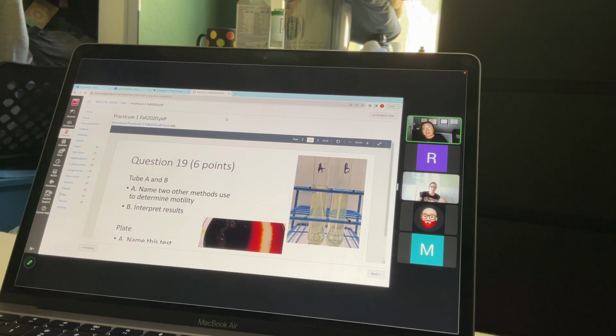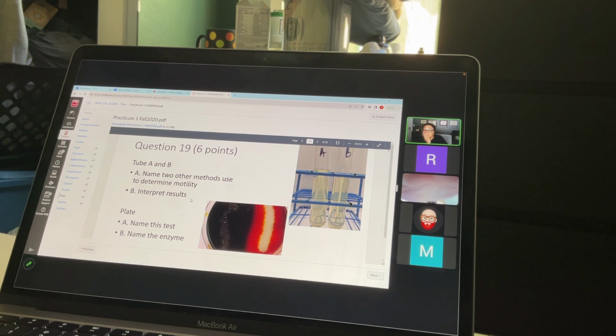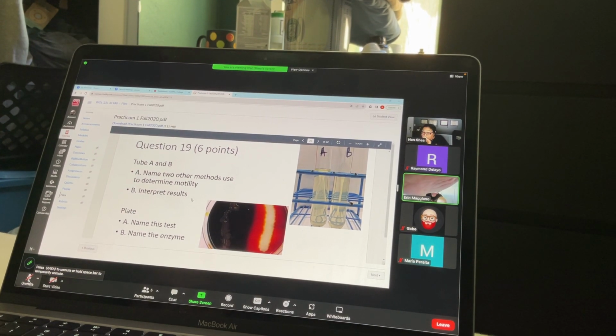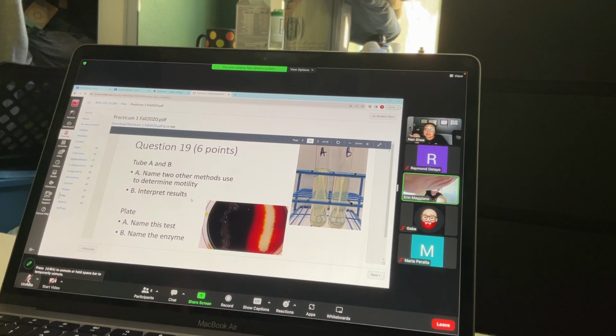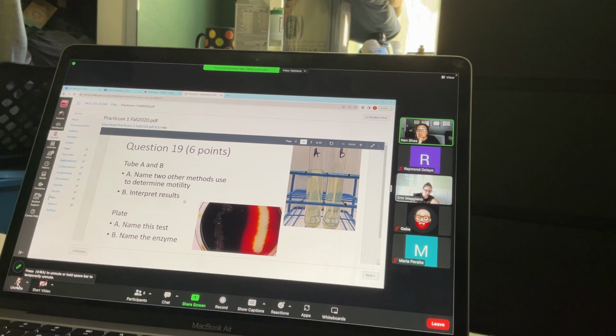Number 19 is on the motility, right? So I asked, name two other methods to determine motility. Wet mount and hanging drop. Yeah, you could use a wet mount and a hanging drop slide to see how bacteria can grow and move.